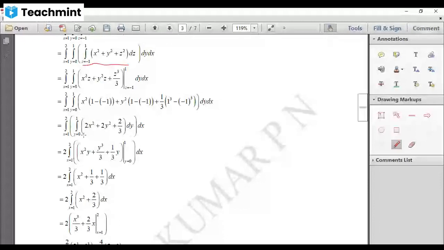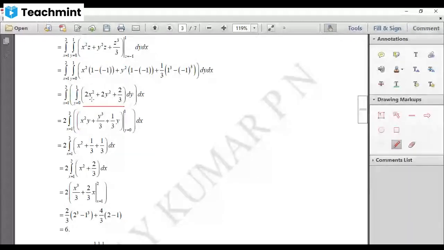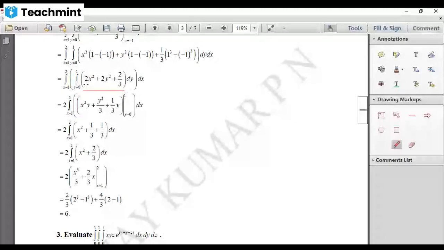See, z has been eliminated. Now integrate with respect to y. When you are integrating with respect to y, your x is constant. So 2x square, here 2 is common, so I have taken 2 outside. X square is constant, so 1 is remaining. Integral of 1 is y, plus integral of y square is y cube by 3, plus 1 by 3 into integral of 1 is y, and the limit is from 0 to 1.